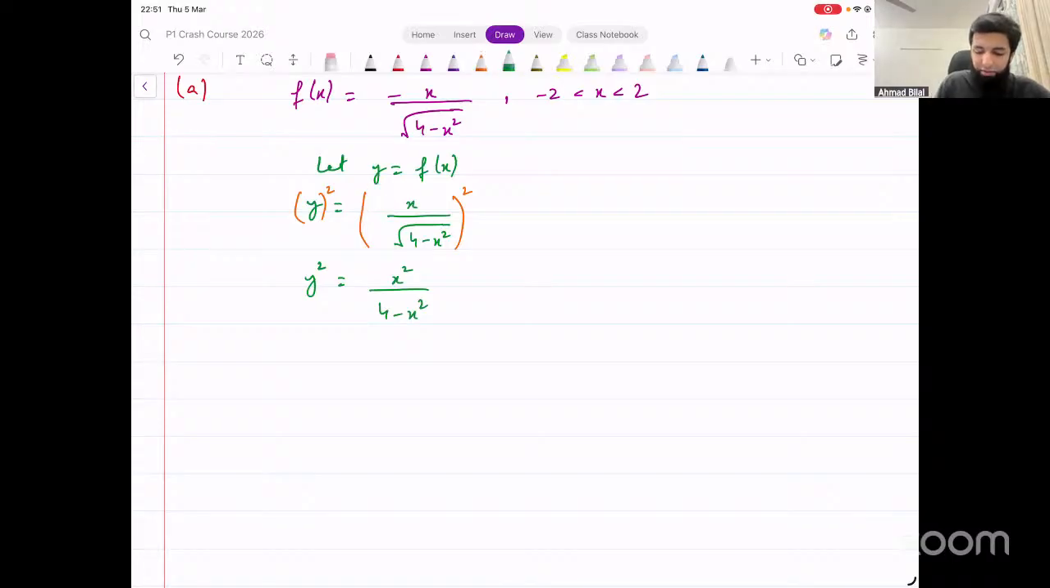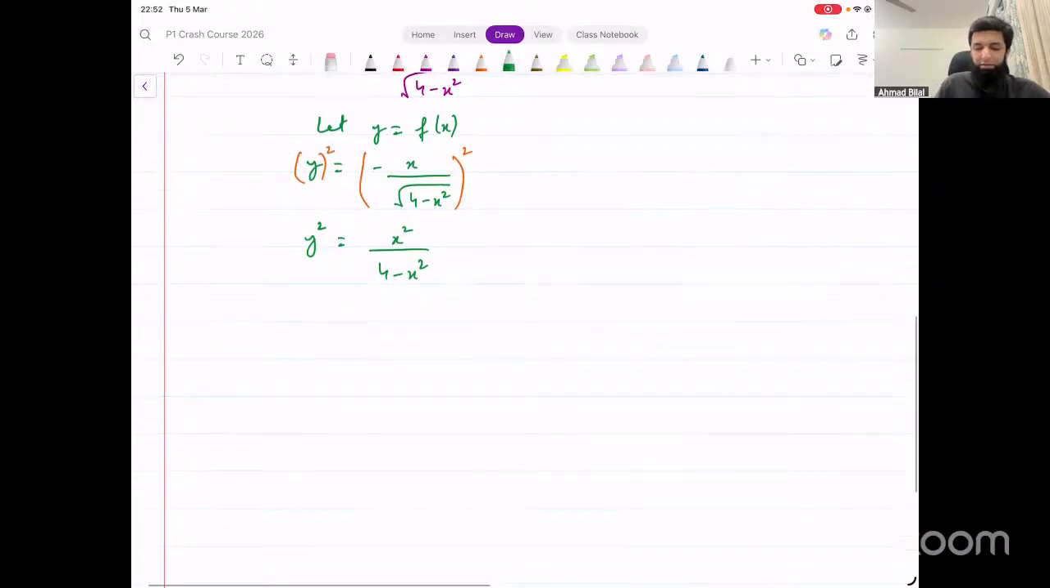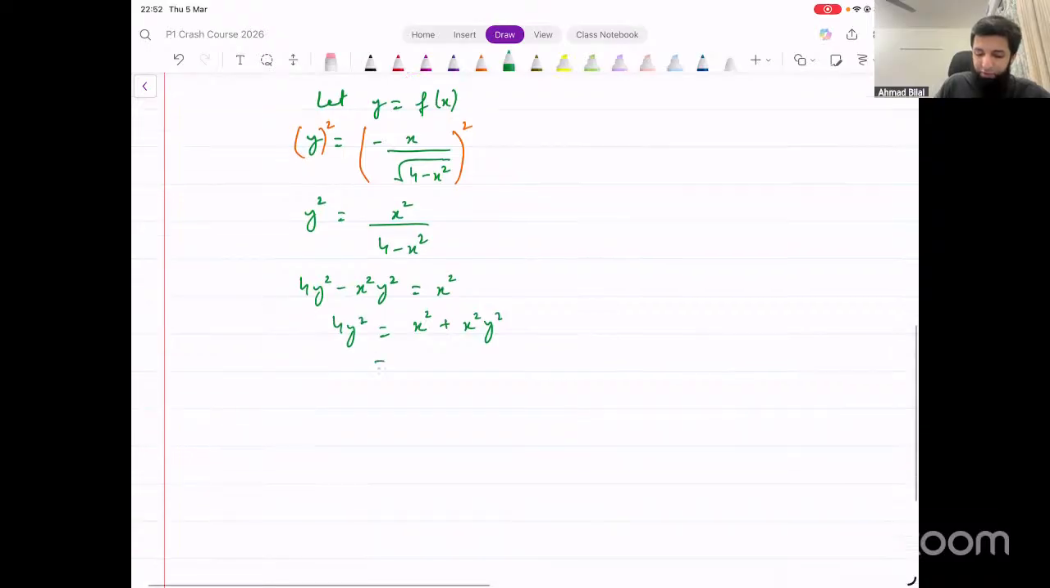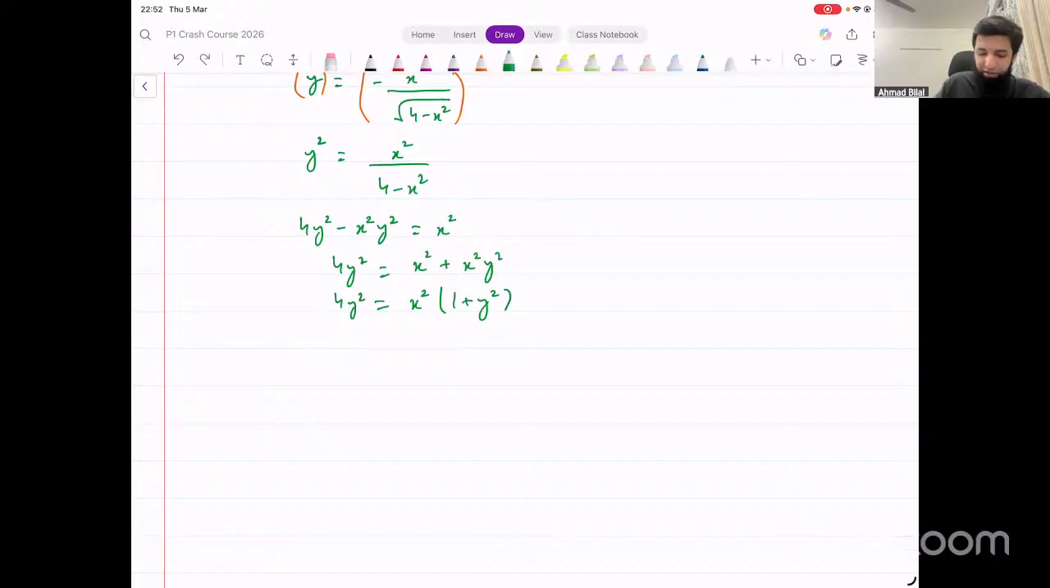This minus will get eliminated when we square something. The negative disappears, right? Now make x the subject, you multiply this on the other side, and that will give you 4y squared minus x squared y squared, that equals x squared. Take all x terms to one side. If I take them to the right, that gives me x squared plus x squared y squared. On the other side, I have 4y squared. And now I can take x squared common. That leaves me with 1 plus y squared inside. And we've got 4y squared on the other side. 1 plus y squared gets divided there. 4y squared divided by 1 plus y squared, that equals x squared.